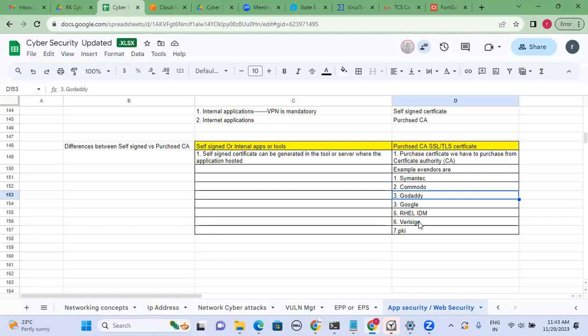Yes, sir. So the second one is one more thing here for internal applications. One certificate costs approximately $200 to $300. It's very expensive. Now you can go and see an example.